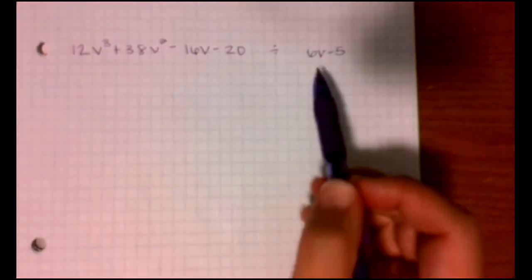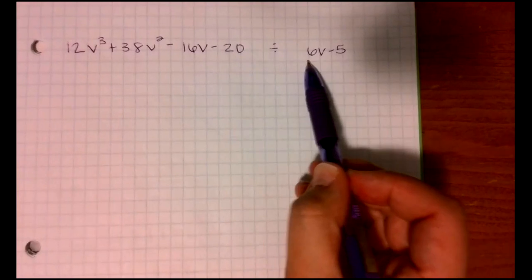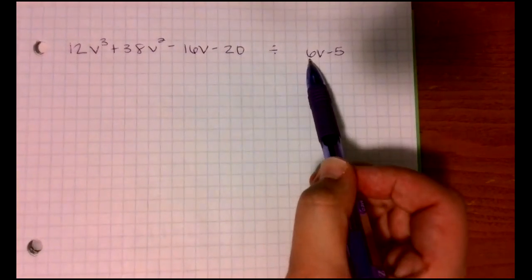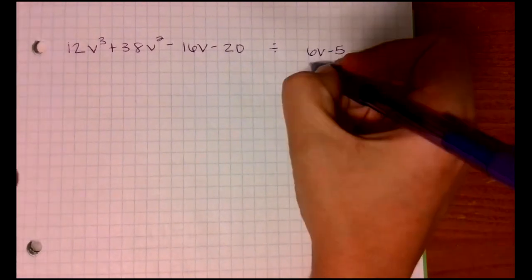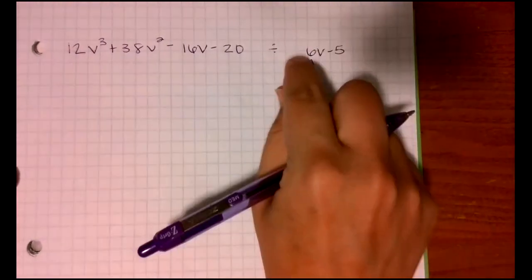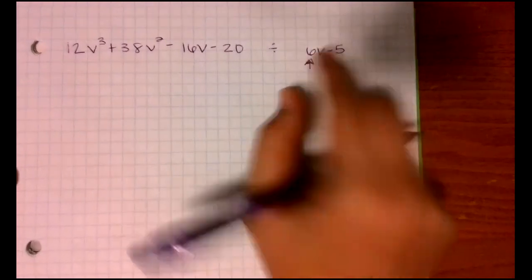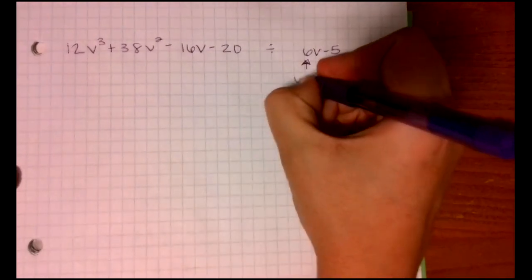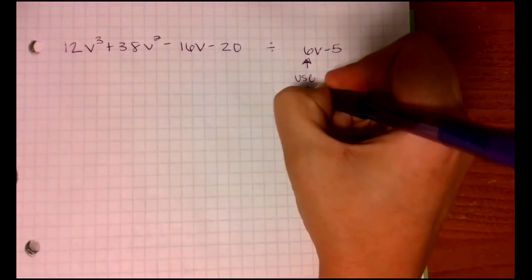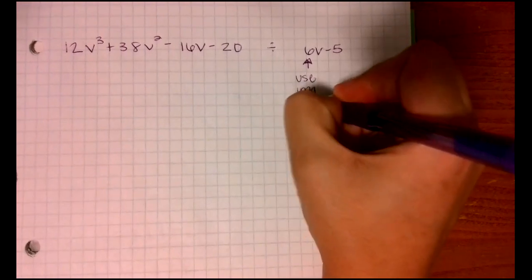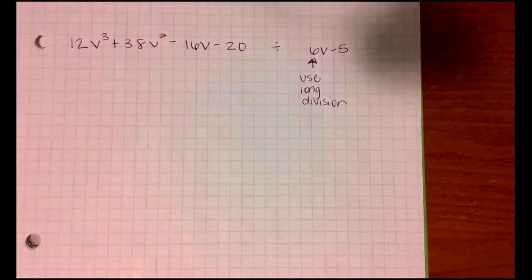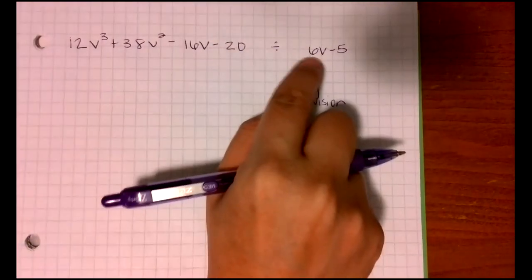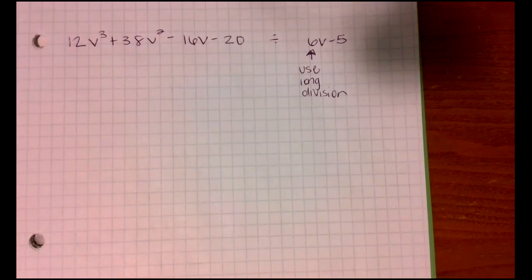If your divisor has a number in front of the variable, like the 6 that's here, so 6v or 6x, whatever the variable is, because of that 6 being there, or any number besides 1, that's why we have to use long division. If it had been just v minus 5, we could use synthetic division. So that's why we have to use long division here.